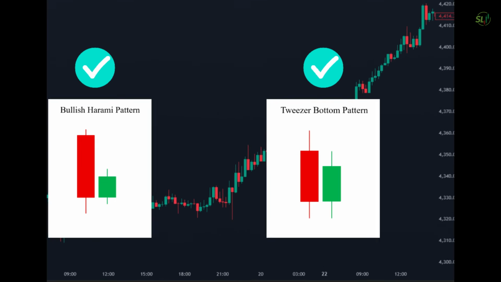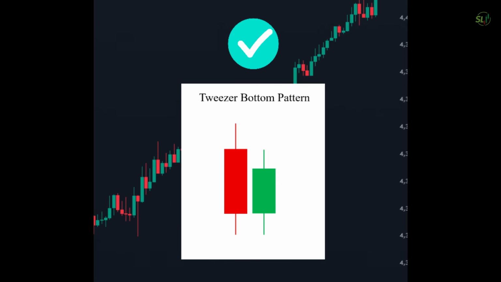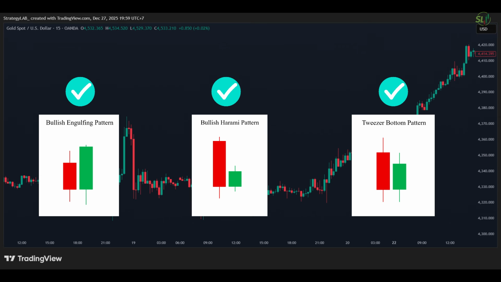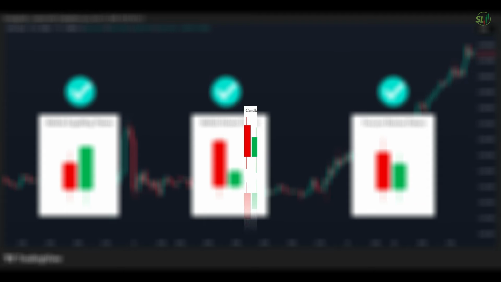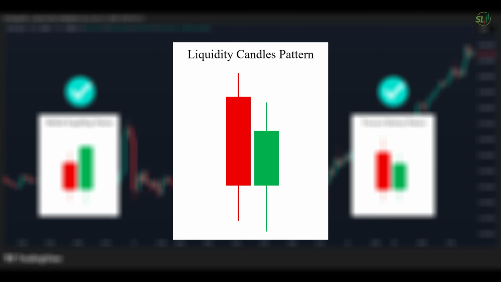The tweezer bottom candlestick pattern has these characteristics. The first candle is bearish and the second candle is bullish, in which the lows of the two candles are equal or nearly equal. But today, we're going to combine all 3 of these candlestick patterns into one of the strongest reversal patterns, the liquidity sweep candle pair.